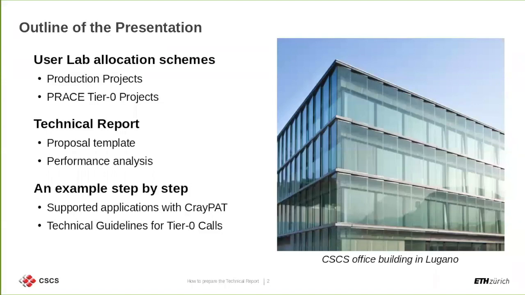This will be the first part of the talk, when we will outline the two types of calls that we have for big projects, production projects. And then we will go through a section that is dedicated to the technical part of the proposal, what we call the technical report. We will show what is the proposal template and the performance analysis. And last but not least, we will follow an example step by step with a supported application using CrayPat for the national call, and then some additional technical guidelines for Tier 0 calls.